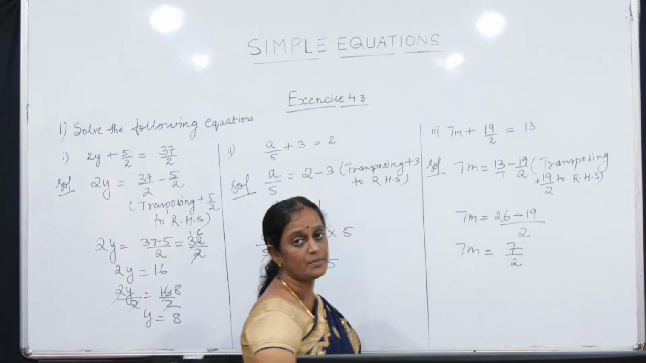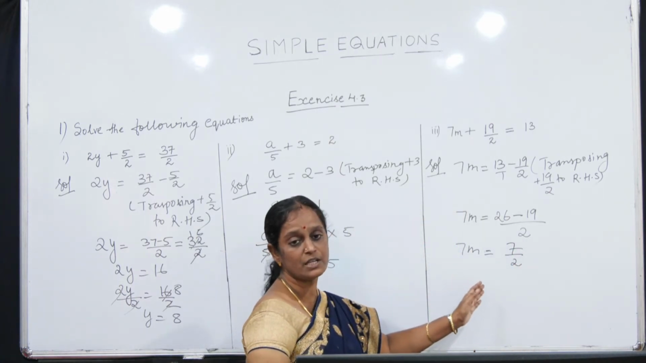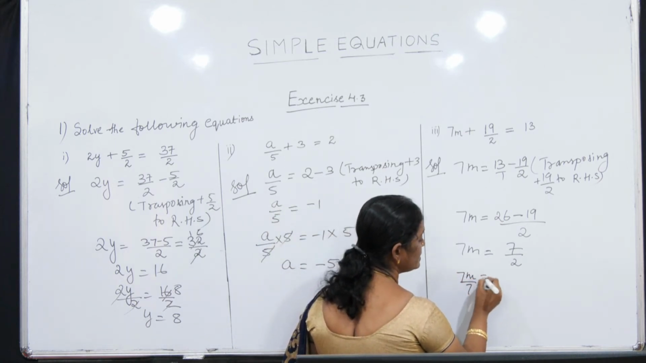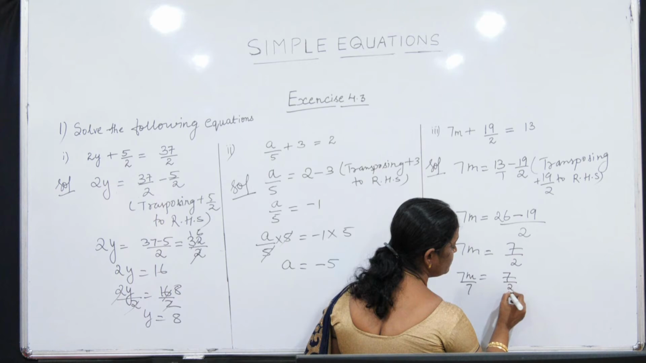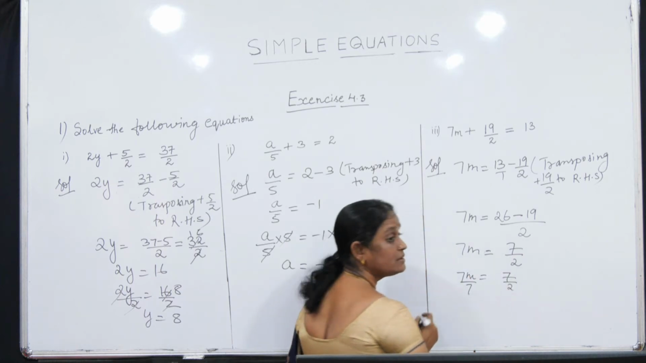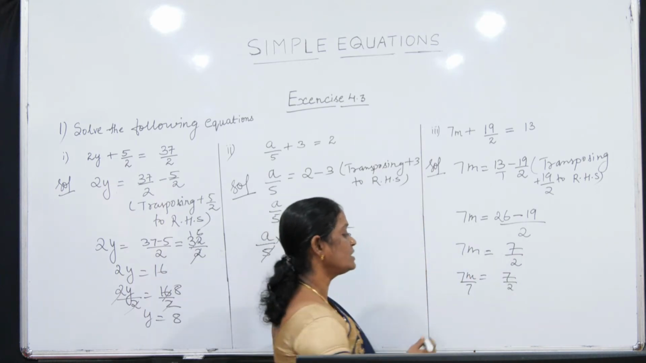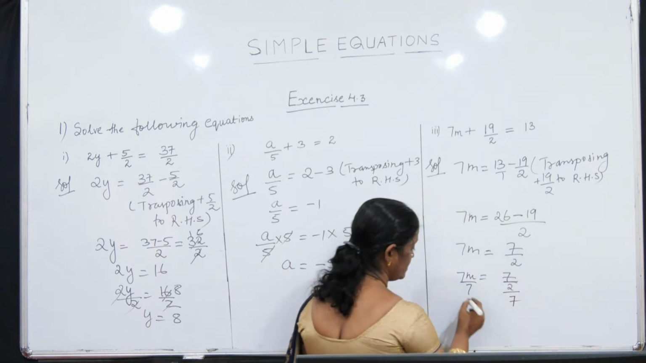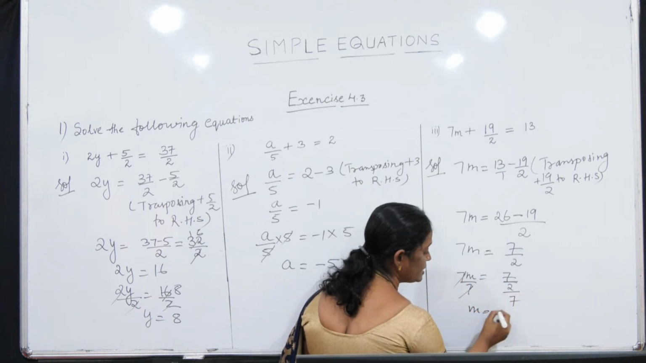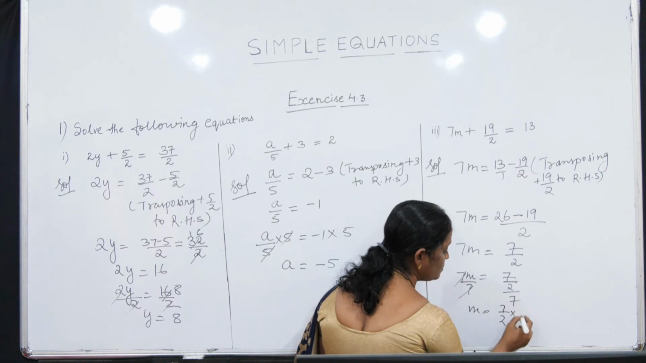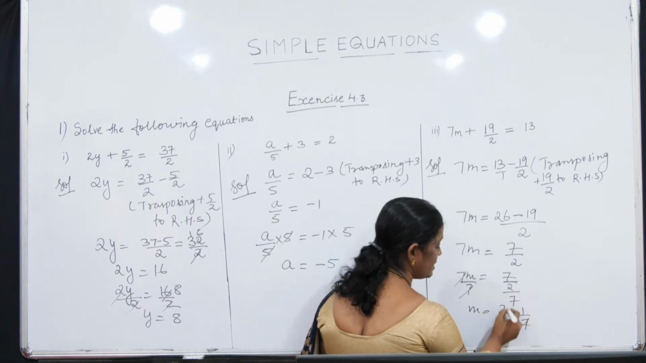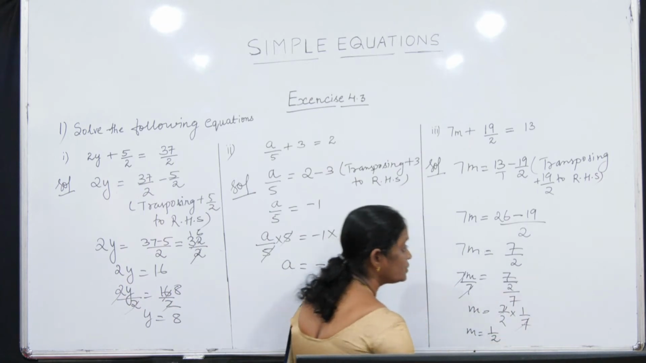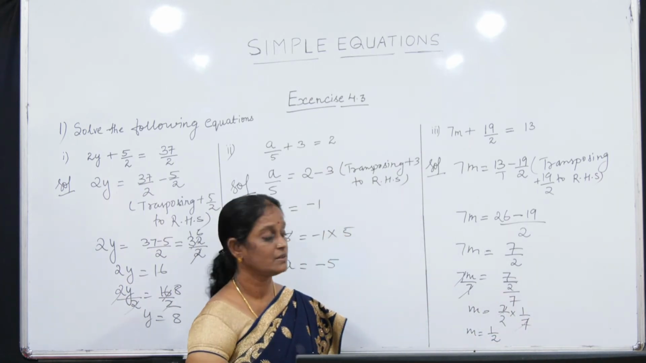Now to separate the variable, we divide both sides of the equation by 7. So 7m divided by 7 is equal to 7 by 2 divided by 7. Here 7 and 7 will cancel, m is equal to 7 by 2 into 1 by 7. 7 and 7 will cancel, m is equal to 1 by 2, the solution to the given equation.